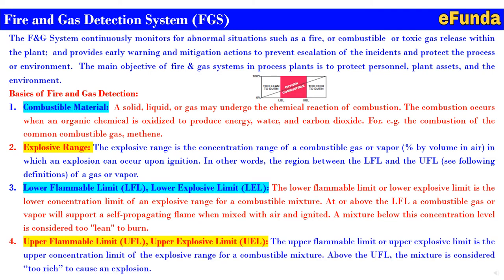Fourth, upper flammable limit, that is UFL, or upper explosive limit, that is UEL. The upper flammable limit or upper explosive limit is the upper concentration limit of the explosive range for a combustible mixture. Above UFL, the mixture is considered too rich to cause an explosion. This is how the above figure can be correlated as a definition.